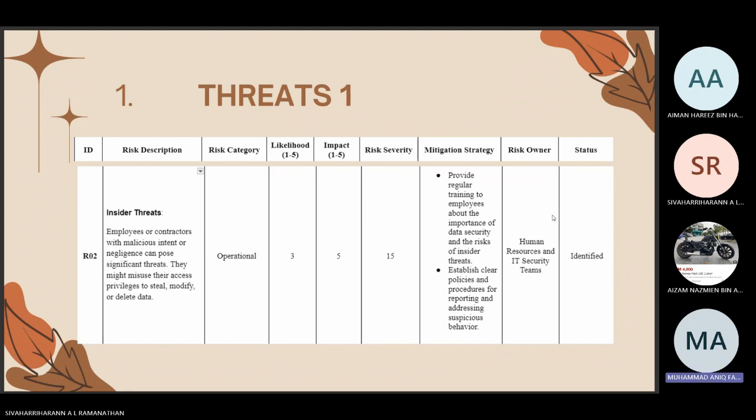The second one is the insider threat. An insider threat represents an operational risk where an employee or contractor with malicious intent or negligence can misuse their access privilege to steal, modify, or delete data. This risk has a likelihood of 3 and a high impact of 5, resulting in a severity of 15. Mitigation strategies include providing regular data security training to employees and establishing clear policies for reporting and addressing suspicious behavior. The human resource and IT security team are responsible for this identified risk.